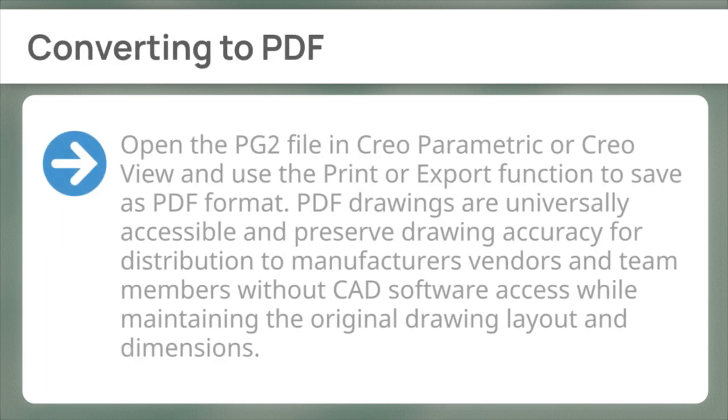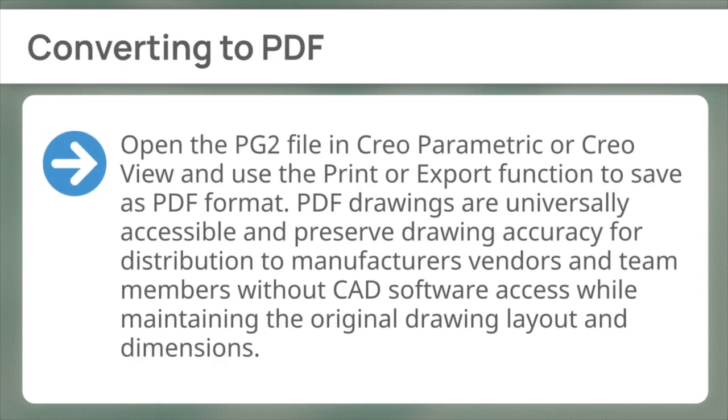Finally, converting to PDF. Open the PG2 file in Creo Parametric or Creo View and use the print or export function to save as PDF format. PDF drawings are universally accessible and preserve drawing accuracy for distribution to manufacturers, vendors, and team members without CAD software access, while maintaining the original drawing layout and dimensions.